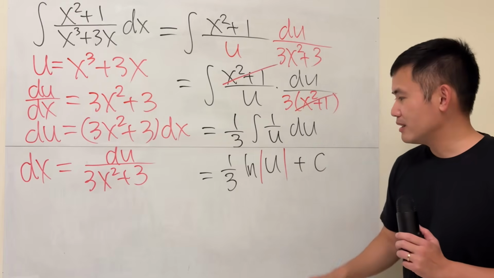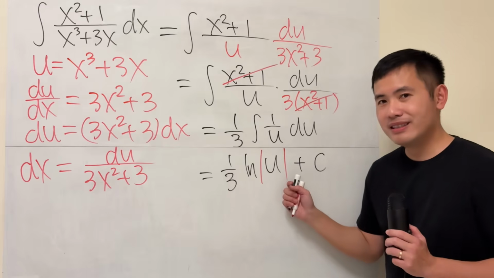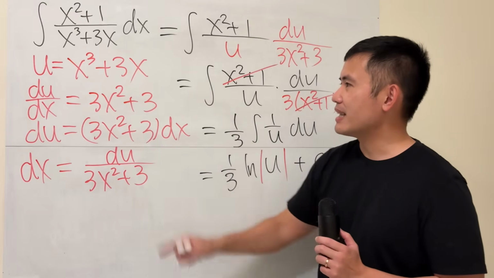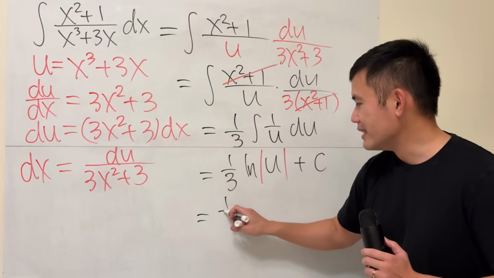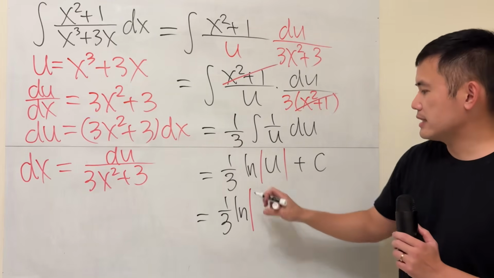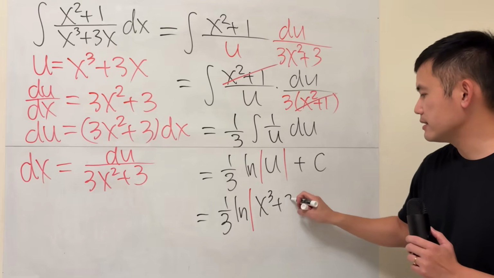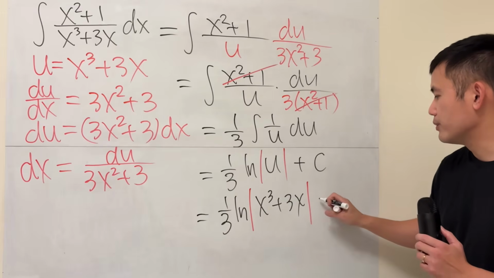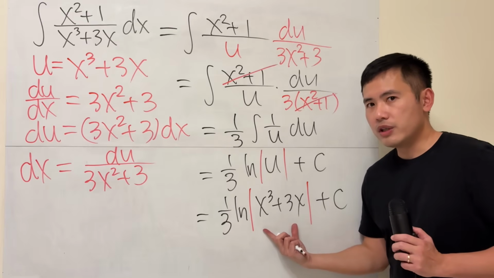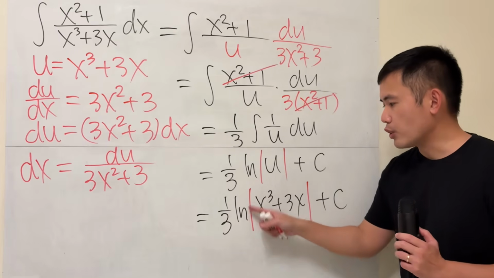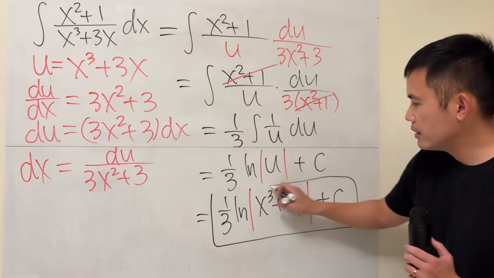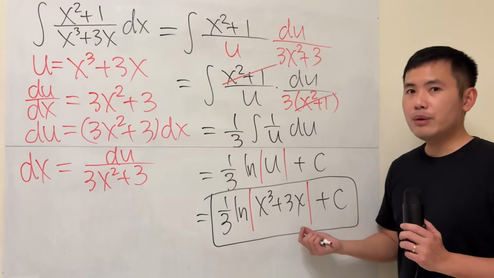Not done yet though, because we still have to go back to the x world. u is that. So we get 1/3 ln absolute value x to the third power plus 3x absolute value, and then plus c. This function inside here could be negative, so you have to maintain the absolute value. Alright? So that will do it.